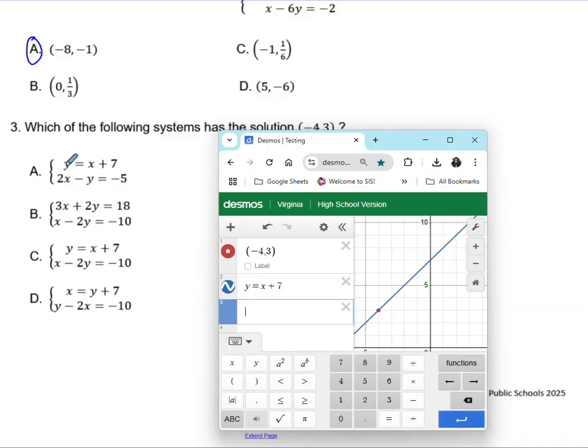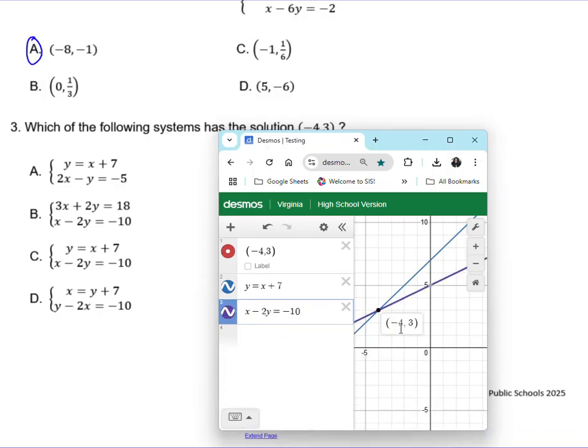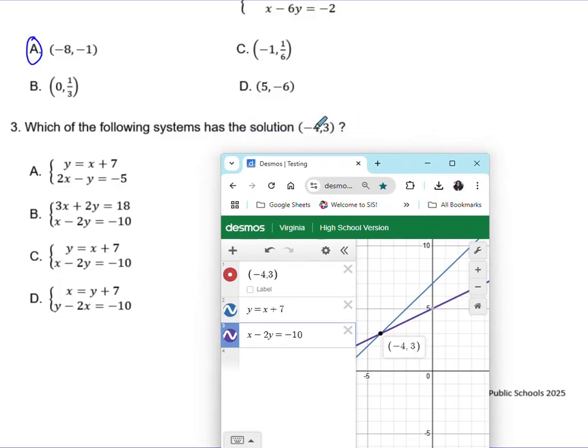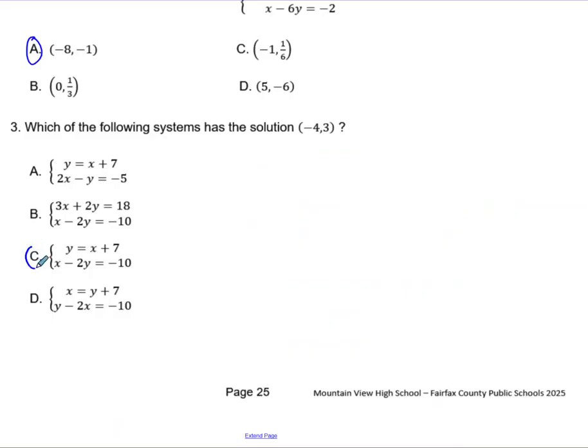Let me maybe try answer choice C. I think that might work. Yeah, look, they cross each other at (-4, 3), and that works. So let's see. Okay. They cross each other at that point, (-4, 3). All right.